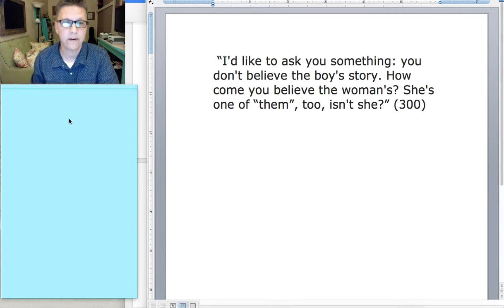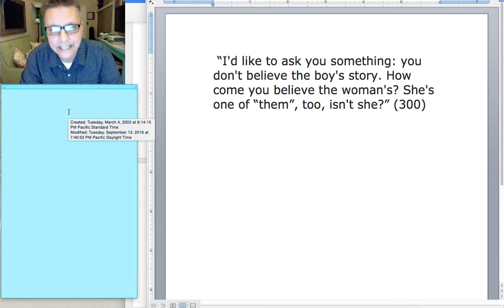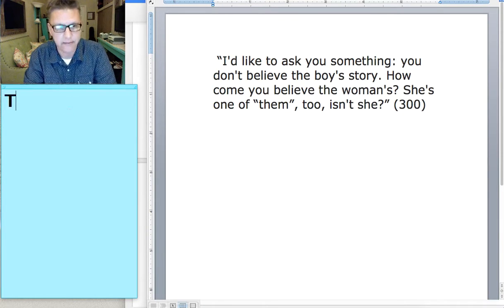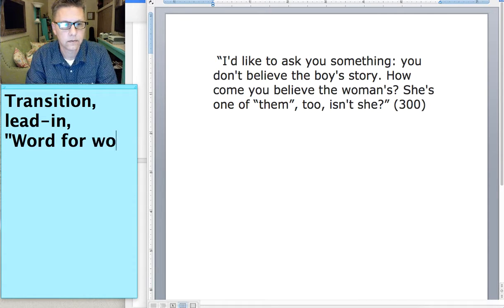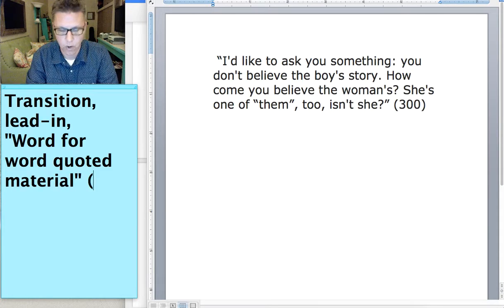Obviously, to start out a paragraph, you're going to have a thesis, and then we're going to introduce some evidence to back up the thesis. So there's some things you're going to want to have when you actually get into writing this concrete detail or this evidence. For a typical format, a basic format, you would want a transition, a comma after the transition, a lead-in, and we'll talk about that in a moment, right? The actual word for word quoted material, and then you're going to want the page number in parentheses, and then a period. All right, so let's talk through this really quickly.